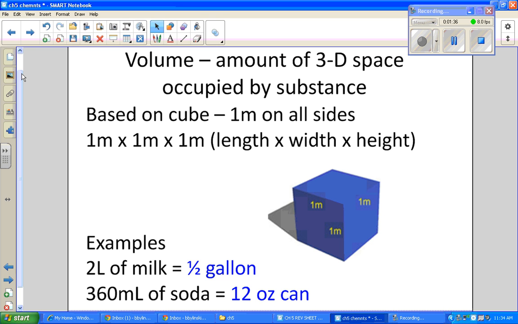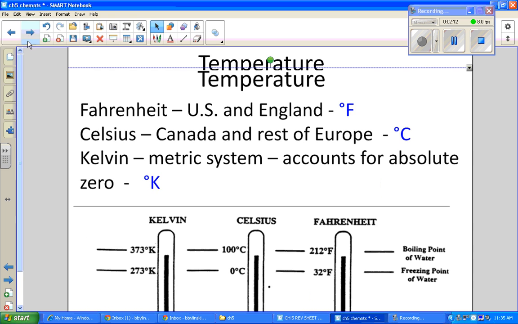Volume is the amount of 3D space occupied by a substance. This is based off a cube, because a cube has 3 sides, length, width, and height, and you usually multiply those to get your volume. But for a liquid, volume is measured in milliliters. Like 2 liters of milk, usually in the stores you buy them in gallons, so that's a half gallon. Your cans of soda say 12 ounces, but the milliliter is present too, approximately 360 milliliters. So it's centimeters cubed for a solid, and liter or milliliter for a liquid.